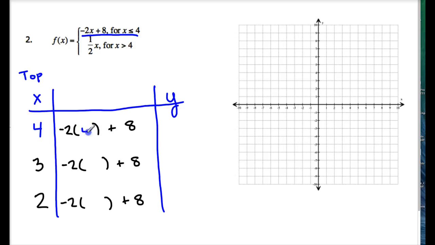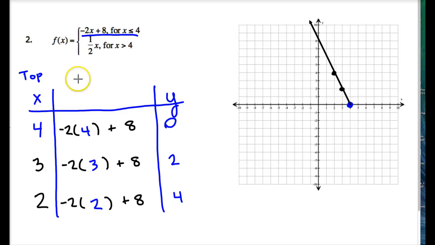Okay, so we have negative 2 times 4 plus 8. That's going to give us 0. Negative 2 times 3 would be negative 6 plus 8 would be positive 2. And then negative 2 times 2 is negative 4, plus 8 would be positive 4. So my boundary point (4, 0), I'm going to use a solid dot for that one. So plot that right there. And then (3, 2), and (2, 4). Okay, and there's my line for those.